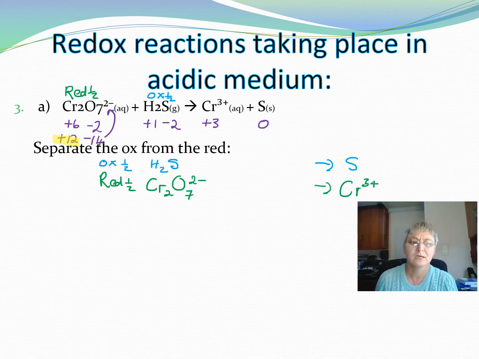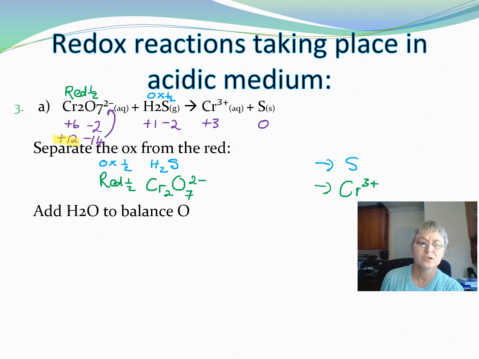Now there are some rules to be followed in order to continue with this method. First of all, we need to add waters to balance any oxygens. In the reduction half reaction, you've got 7 oxygens. It means that we need to add 7 waters in order to get the 7 oxygens.